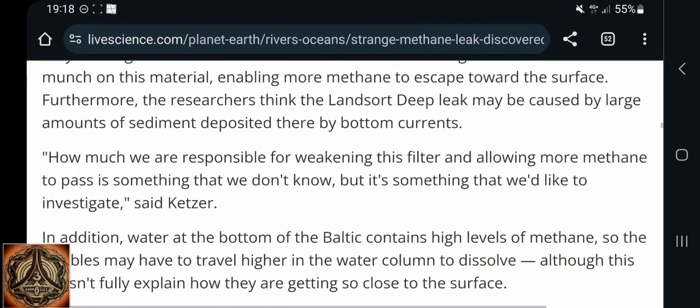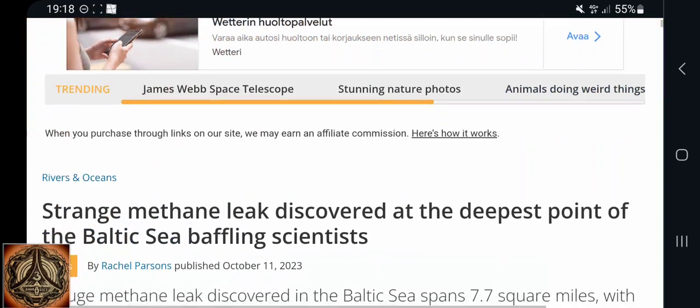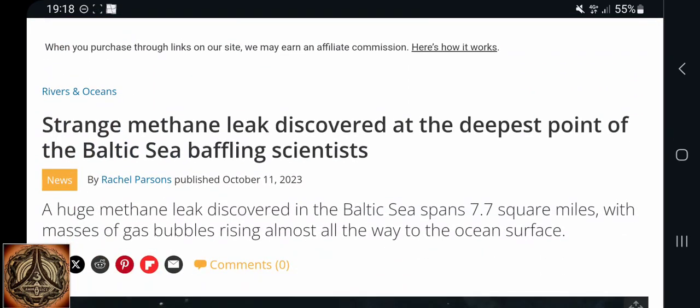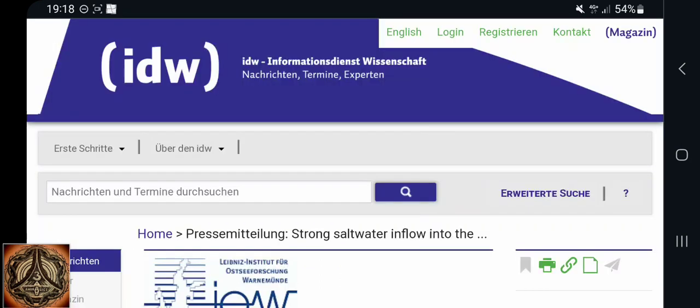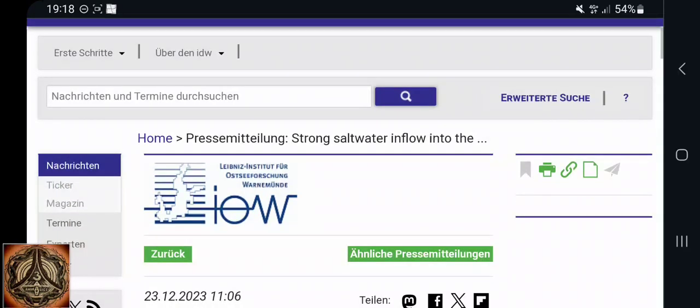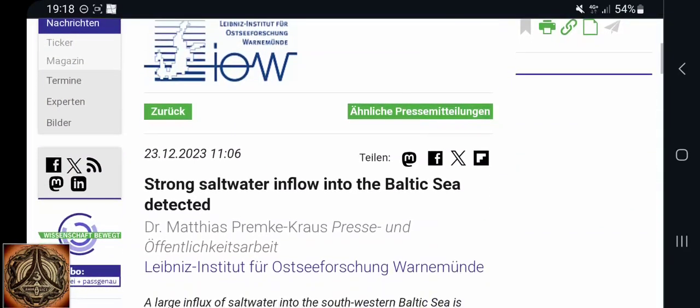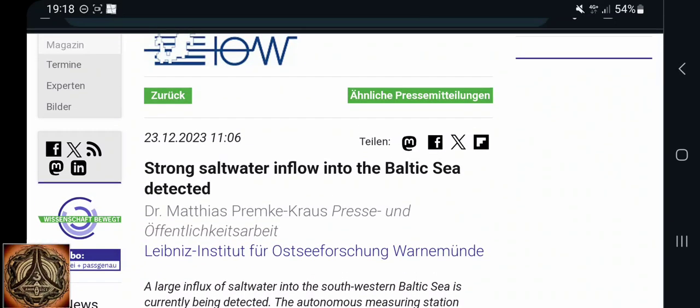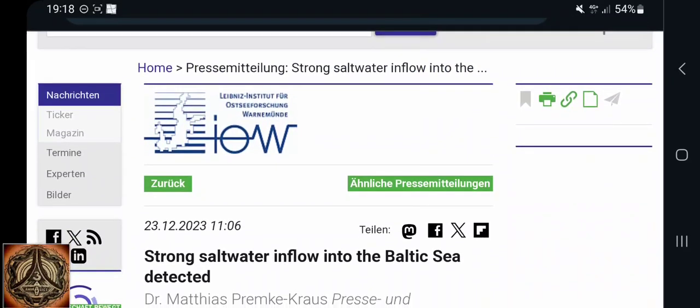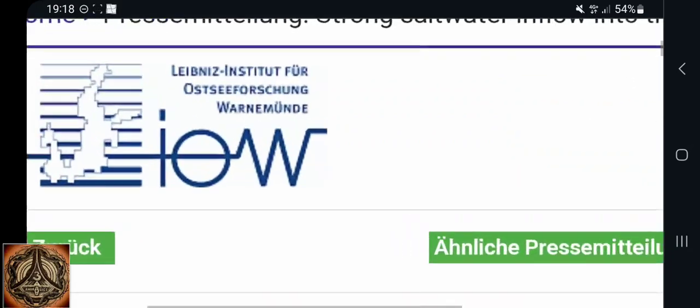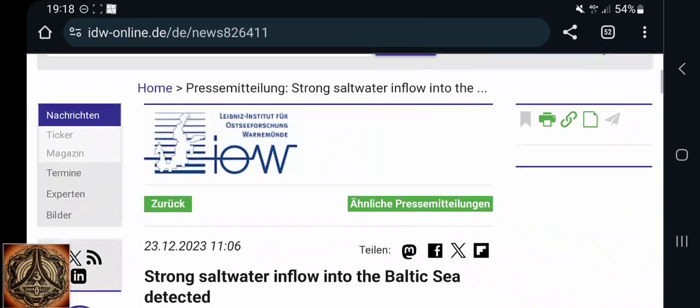So this was from, I guess, October. Yes, October 11th. So now to something possibly related. And considering the surface conductivity anomaly and stuff like that, we know that salt probably increases the conductivity. That's from Leibniz Institute für Ostseeforschung, Warnemünde.